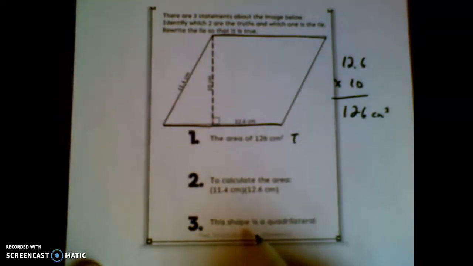Number three, it says the shape is a quadrilateral. That means you have a shape with four sides. 1, 2, 3, 4. So that's true as well.